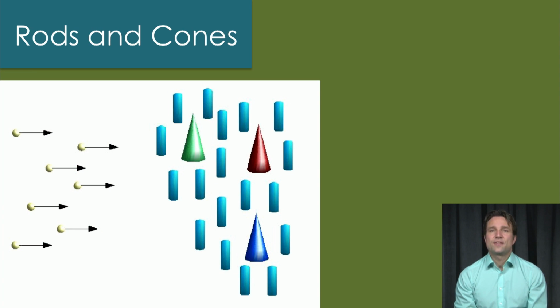It turns out that there are many more rods than cones, but the cones are the ones that are able to distinguish different wavelengths. The rods can only sense light intensity, but because there are more of them, they are dominant in low light conditions. This means that in low light, we lose our color vision ability.